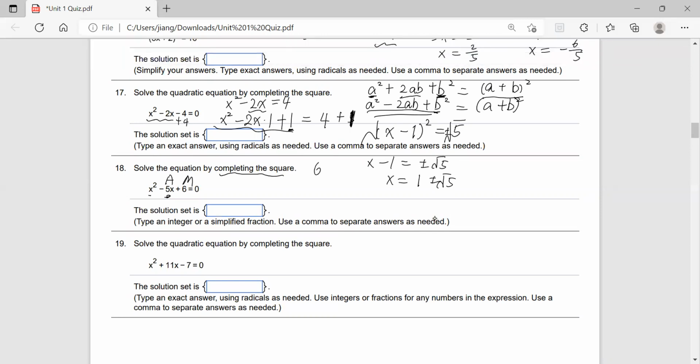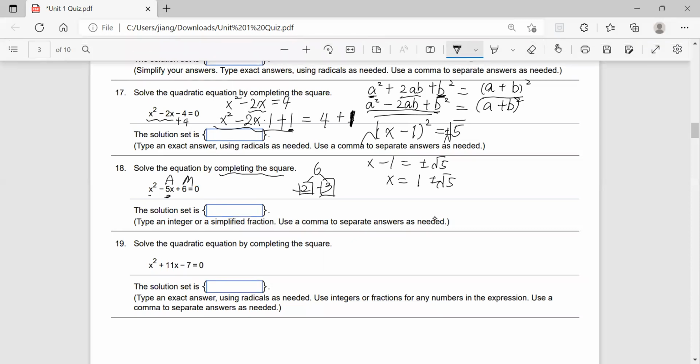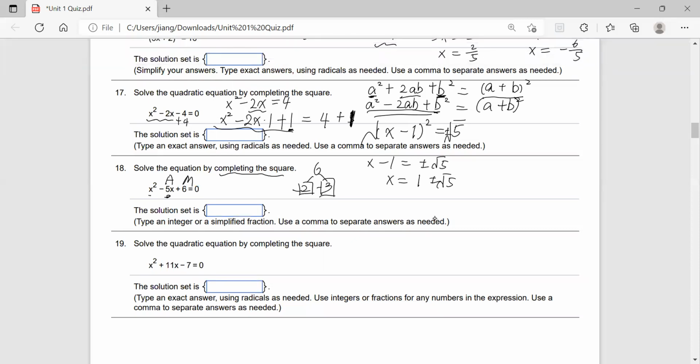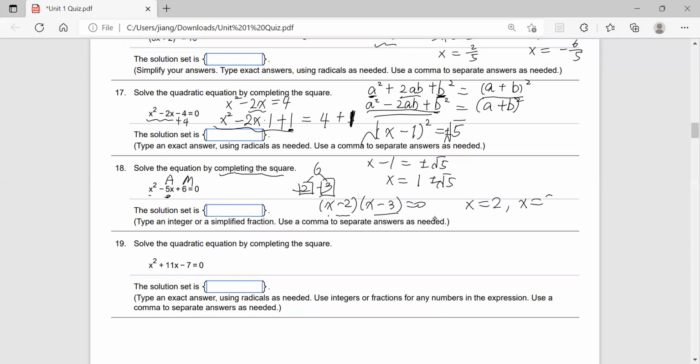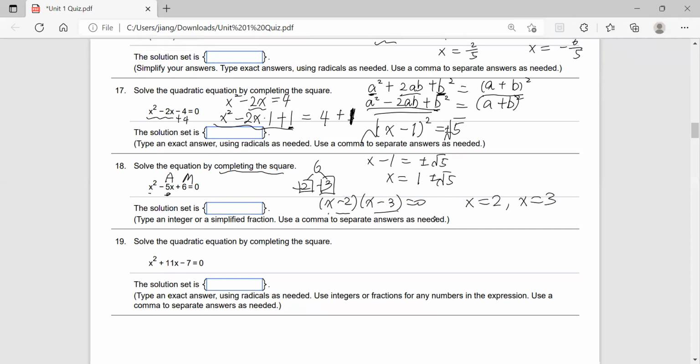So 6 is the multiplication of two numbers, and the addition of these two factors is negative 5. So they must be 2 and 3, both of them negative. Do you agree with this? Because the multiplication can make a positive 6. So I have (x minus 2) and (x minus 3) equals 0. And then solve them separately. So x equals 2, x equals 3. So I got two solutions.